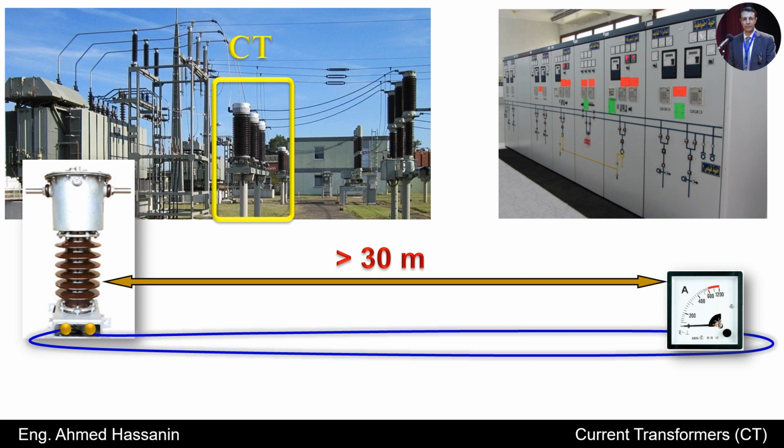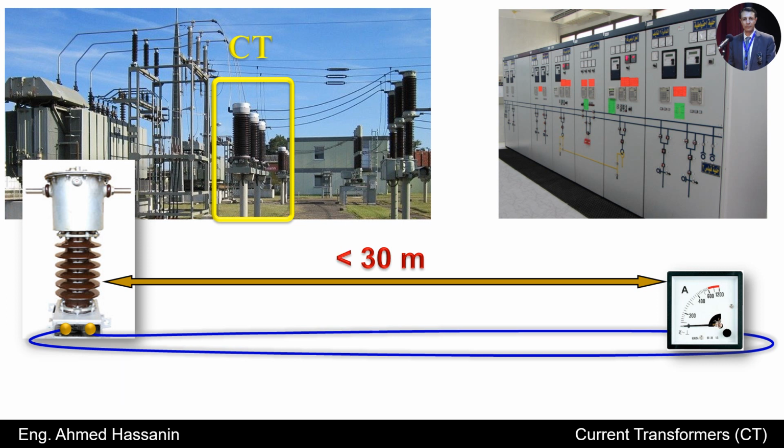If the distance between the current transformer and the measuring or protective device is more than 30 meters, a secondary current 1 ampere is used to avoid a high voltage drop through the connecting wires. So, we choose the current transformer of 600 amperes to 1 ampere.